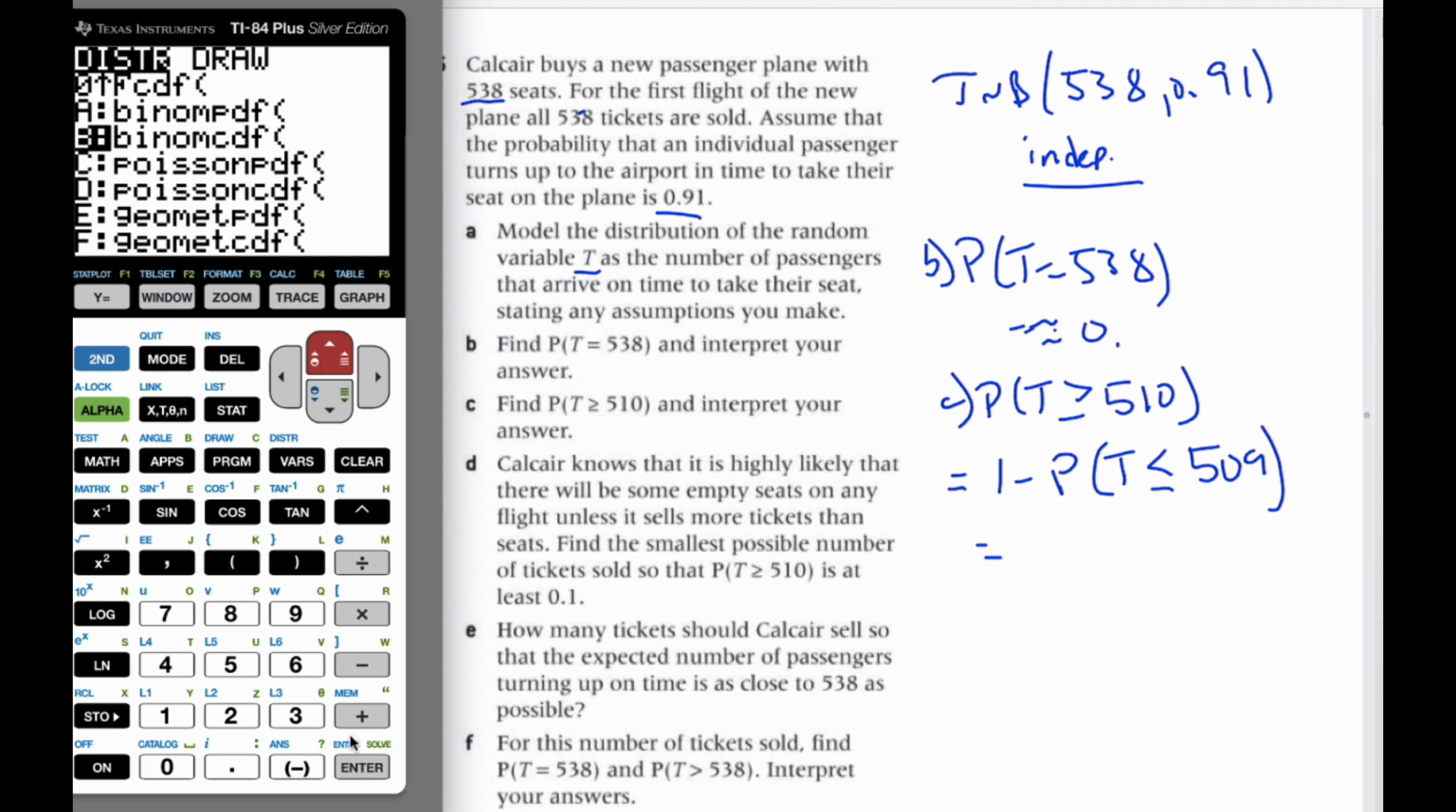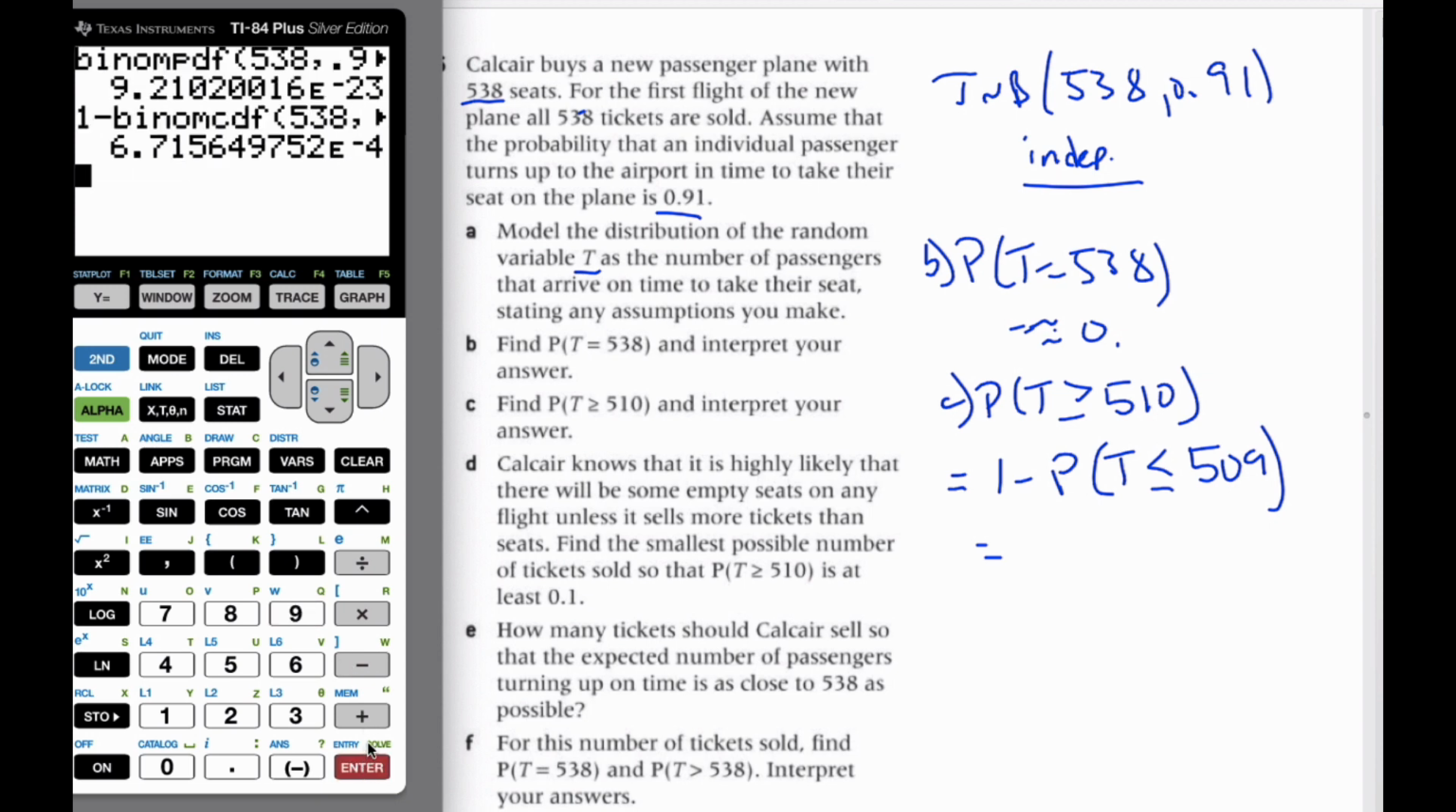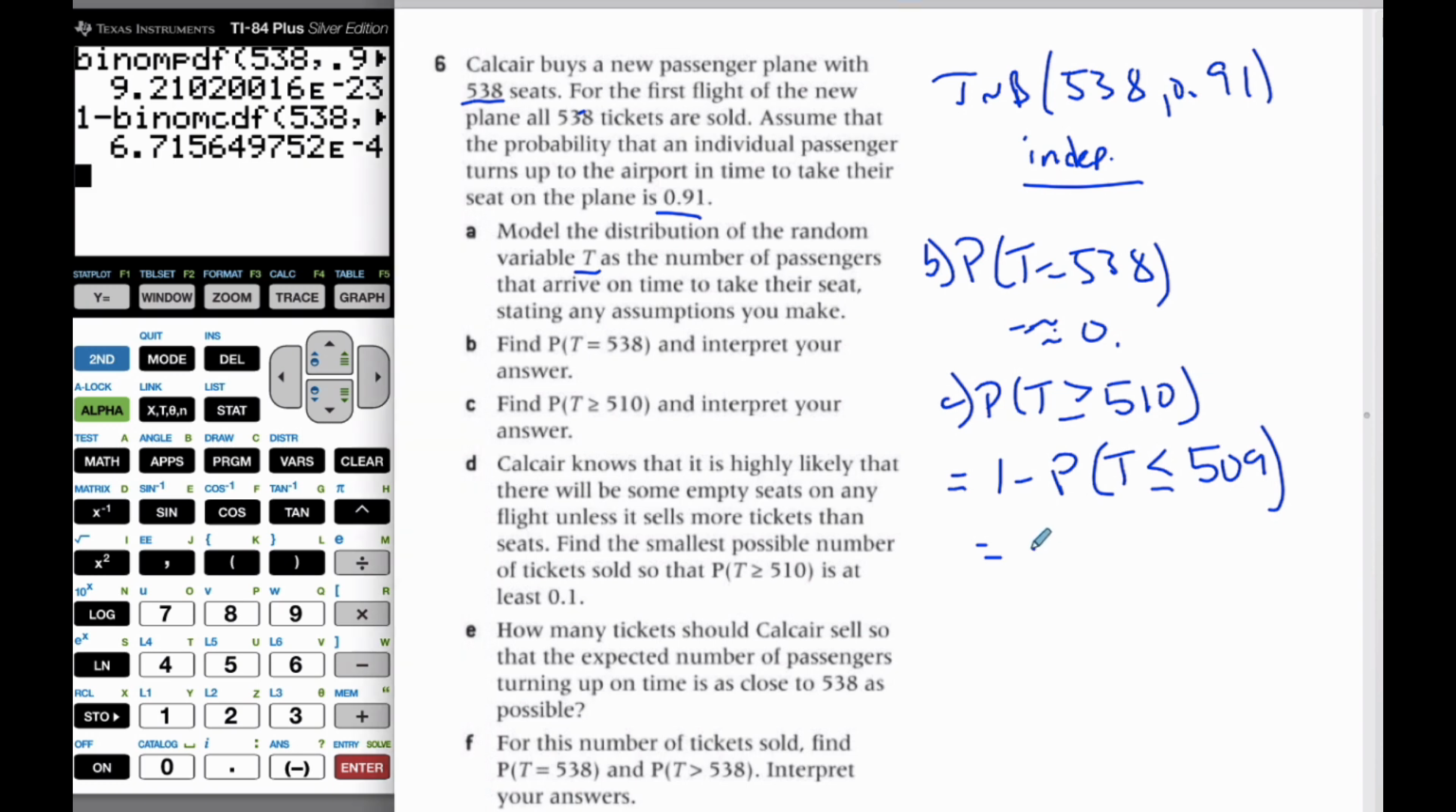So if I do that probability, I'm going to go 1 minus the probability, binomial CDF, and again there's 538 trials. My probability is 0.91, and I'm going to do it for 509. And so now my probability is a lot better. So I get 0.000672.